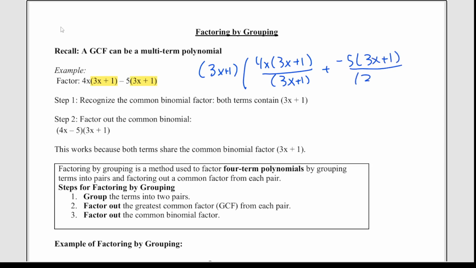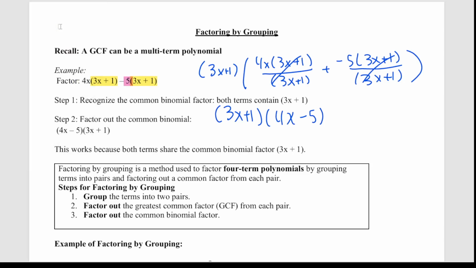And anything divided by itself is just 1, including 3x plus 1. So you would be left with 3x plus 1, the term they had the same, and then 4x minus 5, the term that was different. So in particular, that other parenthesis is really going to end up with those leading terms that were a little bit different.